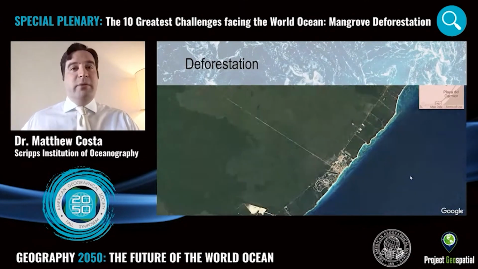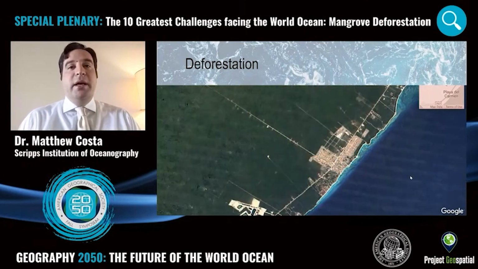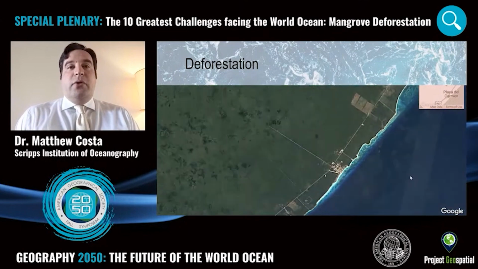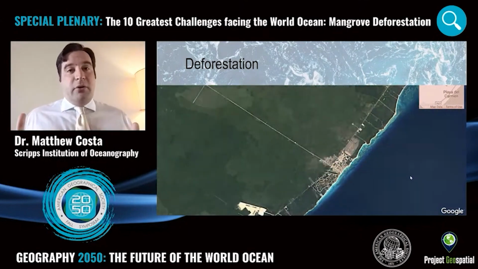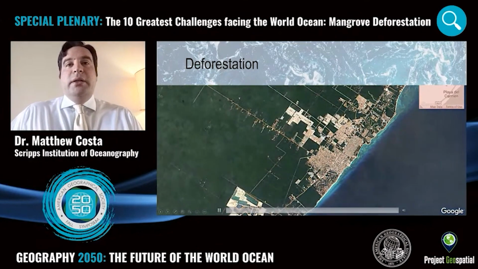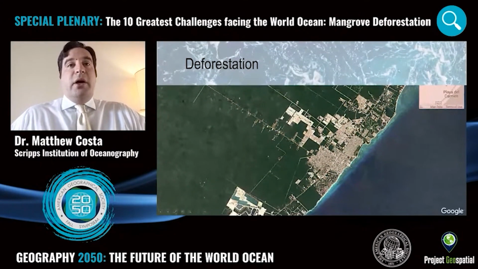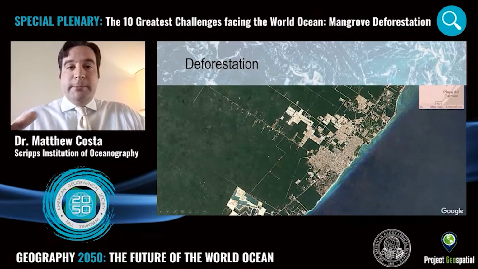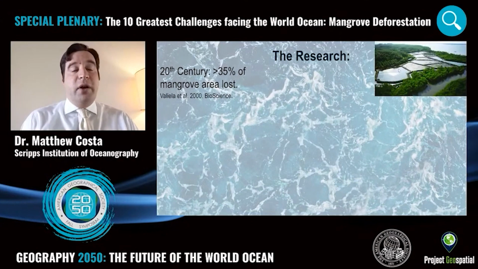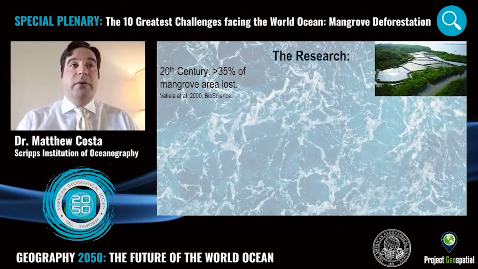Unfortunately, these incredible and diverse ecosystems are being lost rapidly around the world. This time lapse shows, over 30 years, the replacement of mangrove and coastal forest ecosystems in Quintana Roo, Mexico. So what do we know about this loss of mangrove ecosystems around the world? It's been estimated that by the end of the 20th century, more than 35% of mangrove area was lost globally.